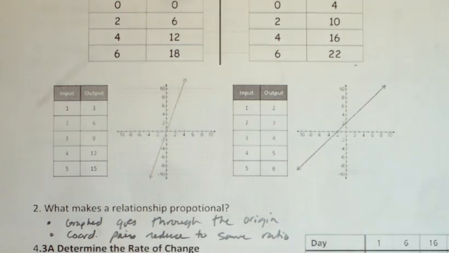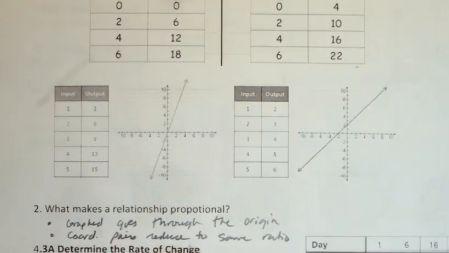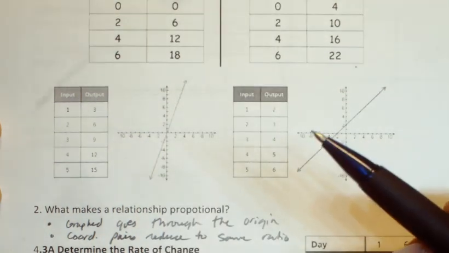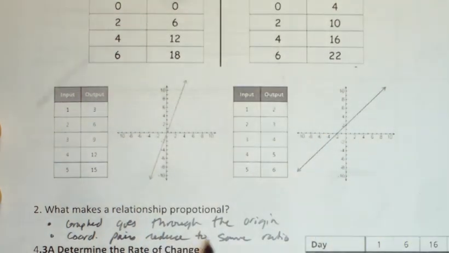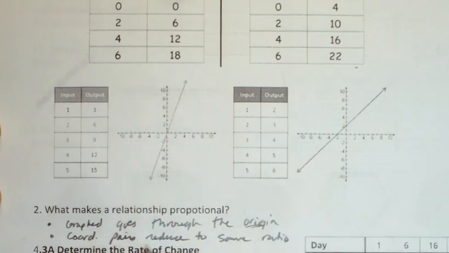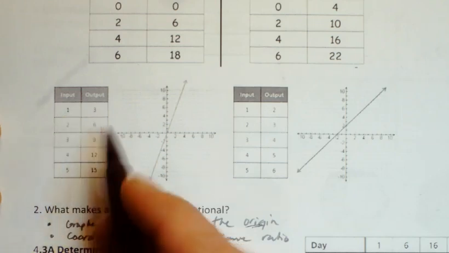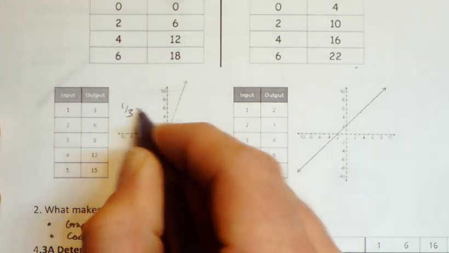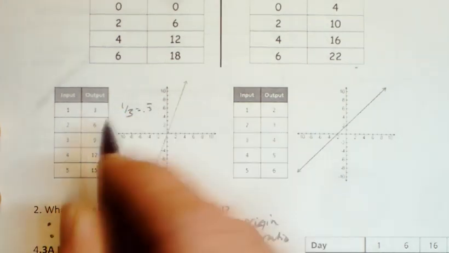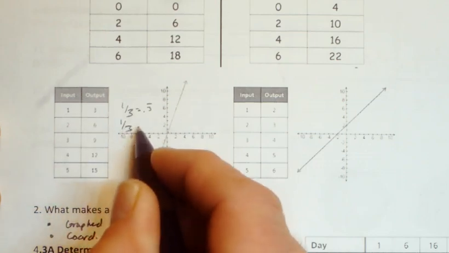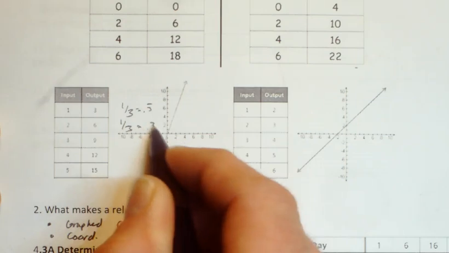What the heck does it mean? Well, let's take a look at this first one here. This one here, it goes through 0. So this one, as long as it goes through the 0, 0 point or the origin, as long as the coordinate pair is reduced to the same ratio, we're in good shape. So 1 to 3, all right, well, that's really 1 divided by 3, which equals 0.3 repeating. 2 divided by 6, of course, is 1/3 in simplest form, which equals 0.3 repeating.